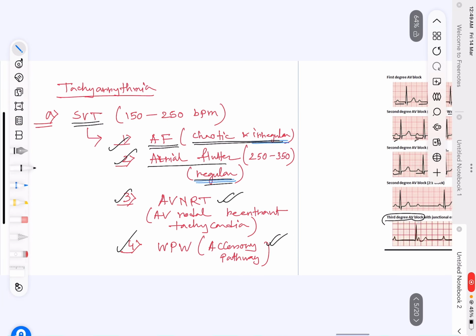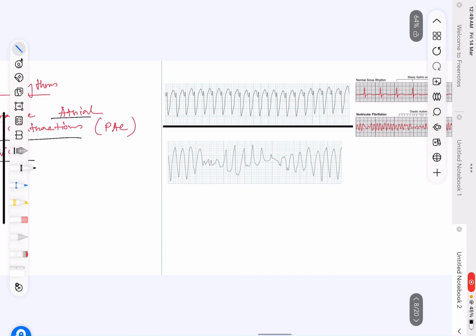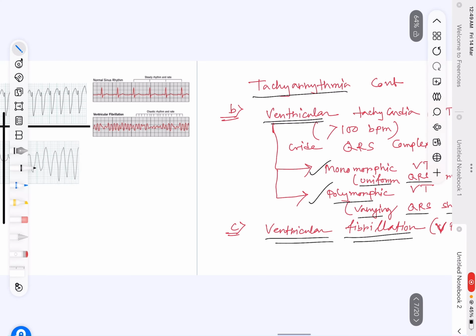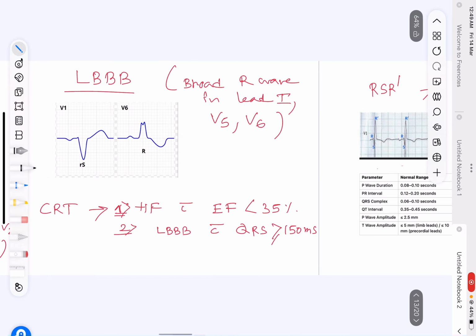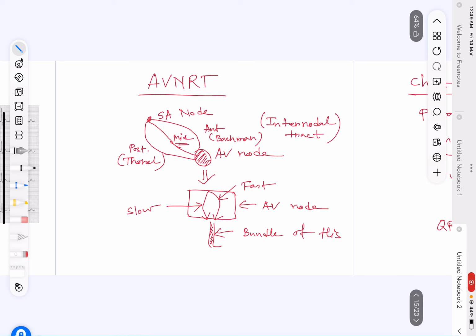Now let's study AVNRT. Okay, AVNRT, right? I was telling you that I'll teach you the internodal tracts. So anterior, middle and posterior internodal tracts. Anterior is Bachmann, posterior is Thorel. Bachmann, Thorel. What is the name of the middle one?